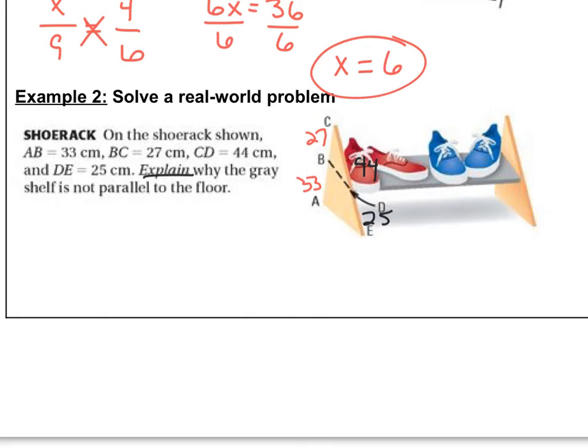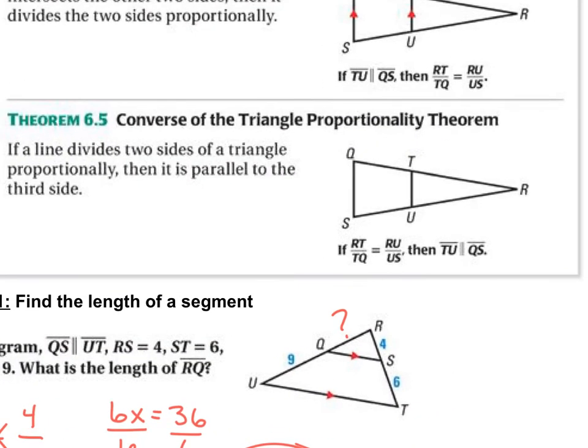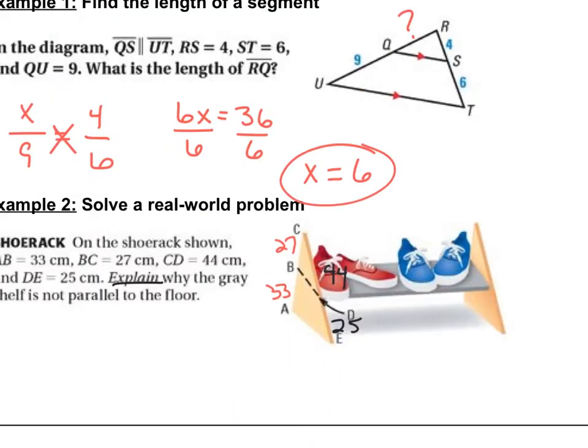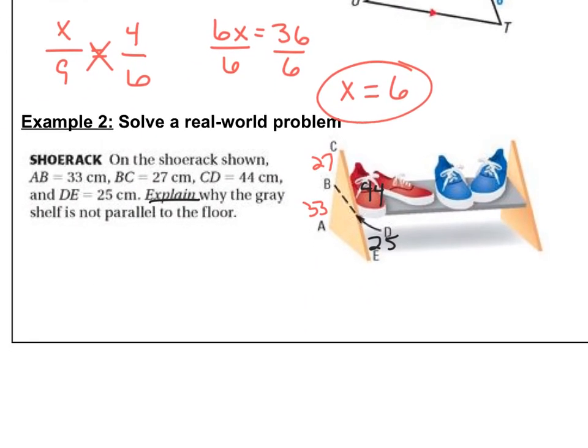So basically, we need to just prove that that gray shelf is not parallel to the floor. And how we do that is by the converse of this. So basically, we're going to set up our proportions. We're going to see if they equal. If they equal, then it is parallel. If they do not equal, then we can just simply say they are not parallel by proving that the proportions do not hold true.